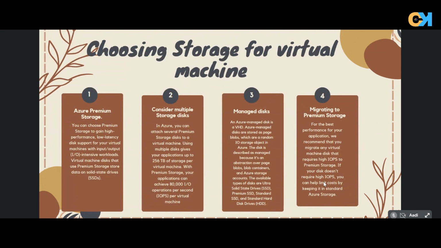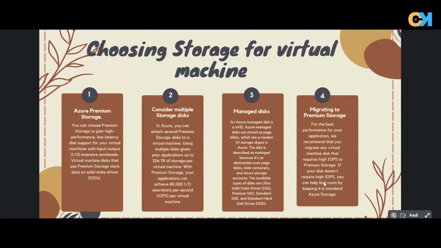Now, choosing storage for a virtual machine. There are four categories you can see. First is Azure Premium Storage, second is multiple storage disks, third is managed disks, fourth is migrating to premium storage. In the first one, we can choose premium storage to gain high-performance, low-latency disk support for our input/output intensive virtual machine. This machine uses the premium storage facilities and stores the data on solid state drives, SSDs.